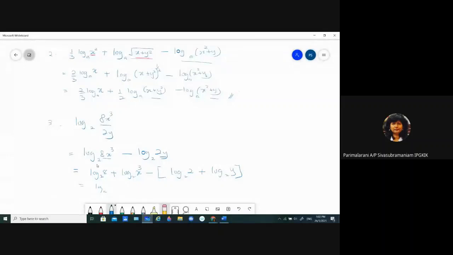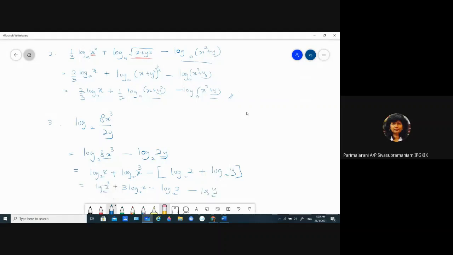So this is 2 to the power of 3. Log x to the power of 3, we can rewrite it as 3 log x. So log 2y is log 2 base 2 plus log y base 2, and negative times positive is negative: minus log 2 base 2 minus log y base 2.